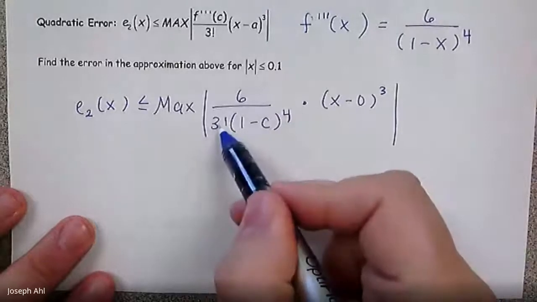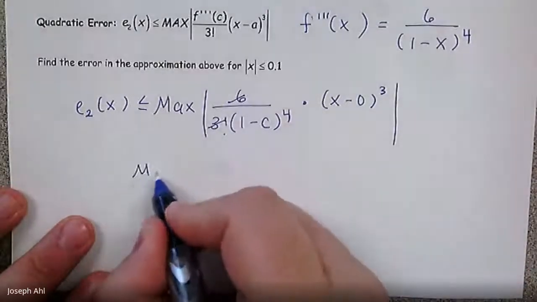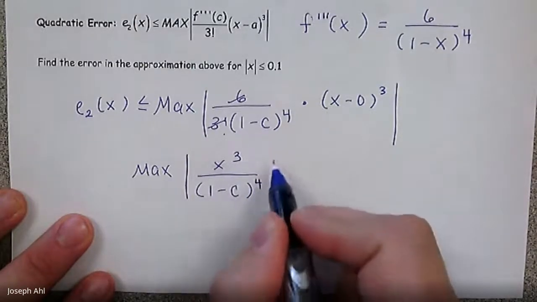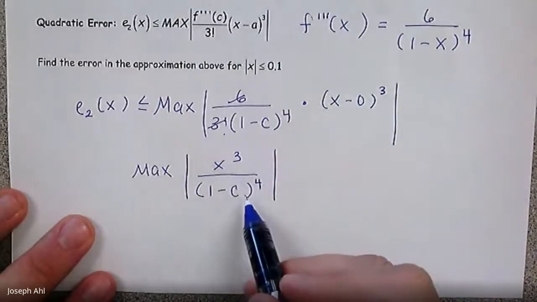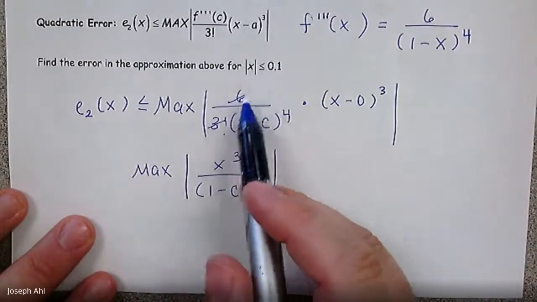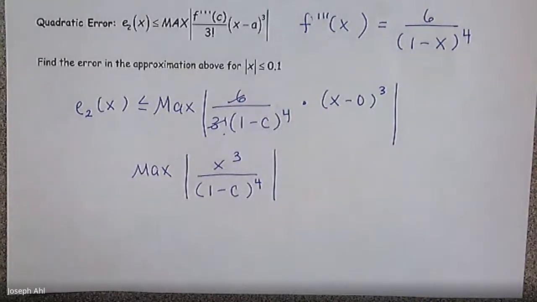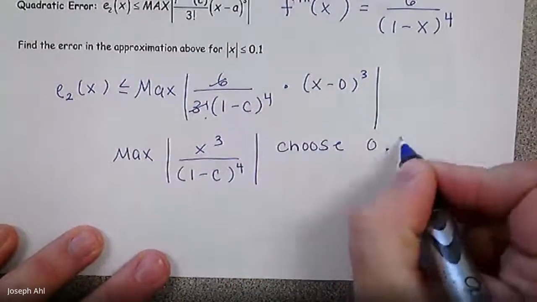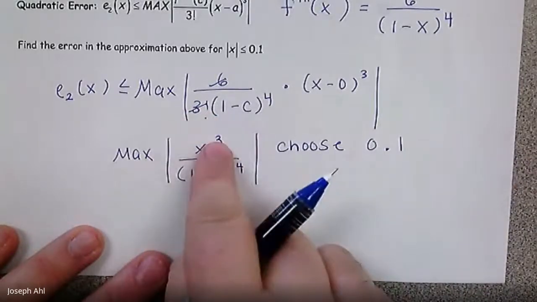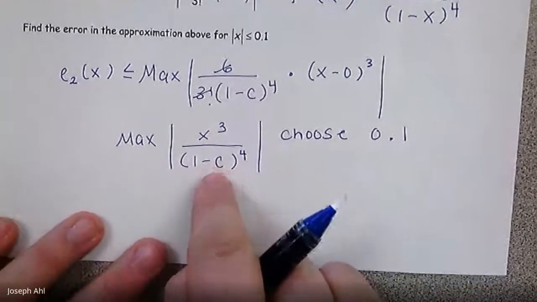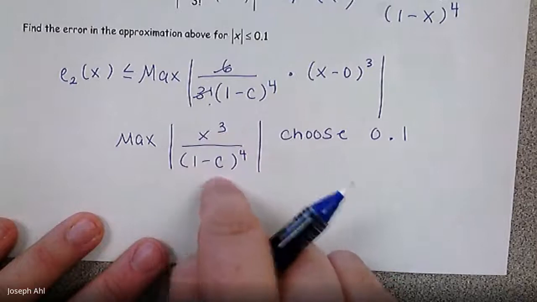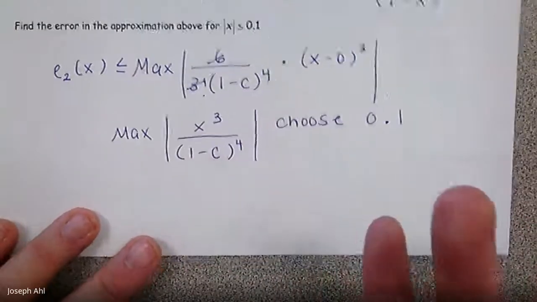Cleaning this up a little bit, 3 factorial, that's 6. So those will actually cancel. So we're looking to maximize x cubed over (1 minus c) to the 4th. And remember, the values that we have to choose for x and c are within 0.1 of 0. So it's that same exact interval, anywhere from negative 0.1 to positive 0.1, we're trying to maximize the value for this fraction. And we're going to wind up choosing 0.1 again to do that, because 0.1 cubed is the largest I can make the numerator. Plugging in 0.1 for c in the denominator also is going to make this the smallest possible, such that when I take that large and divide by the small, that's creating the maximum amount of error possible.